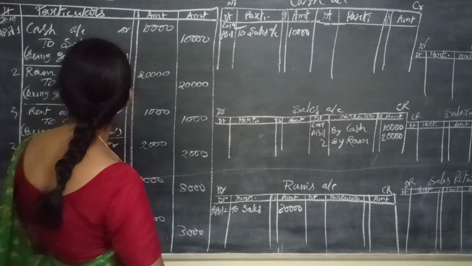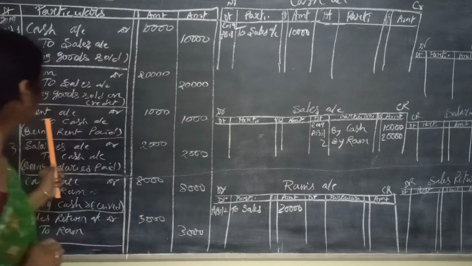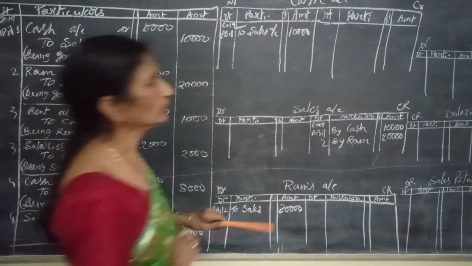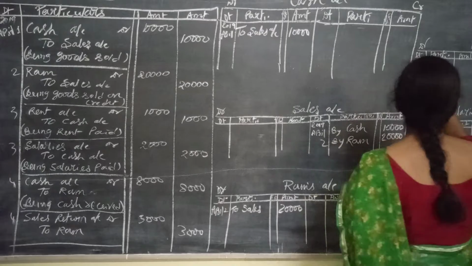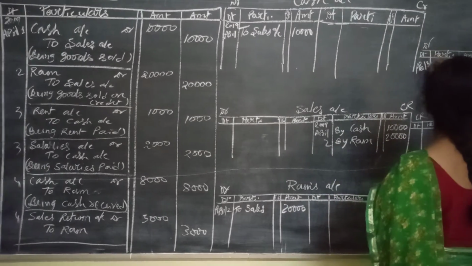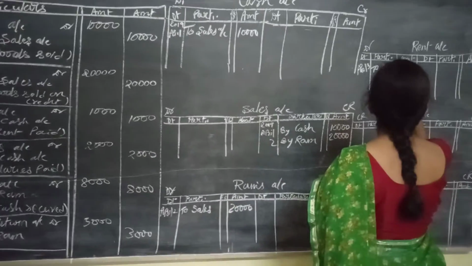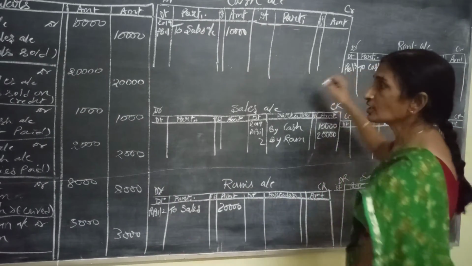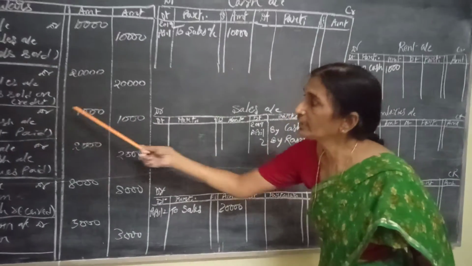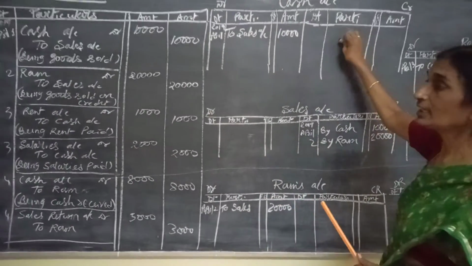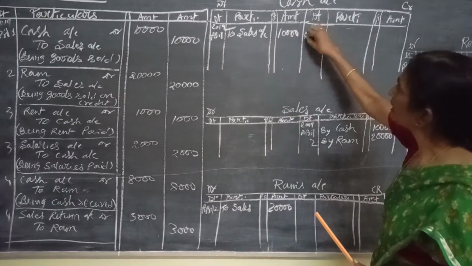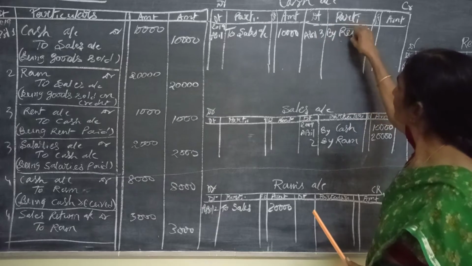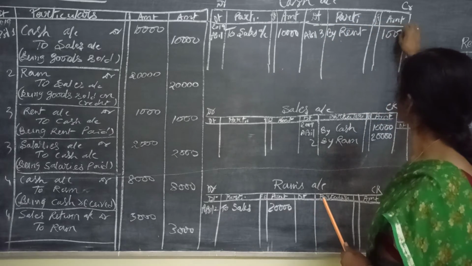Or the next, on the third date, rent to cash. The rent account is there: to cash, April 3rd, to cash account, for how much? 1,000. Again go to the cash account. The cash account here is being credited. Go to the credit side of the cash account: April 3rd, by rent, 1,000 rupees.